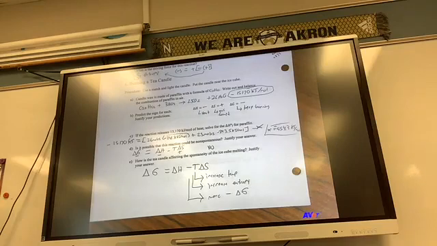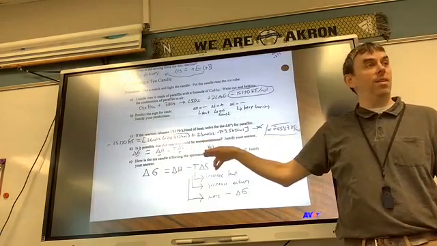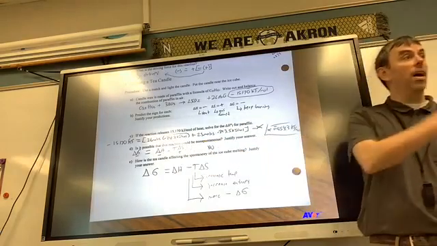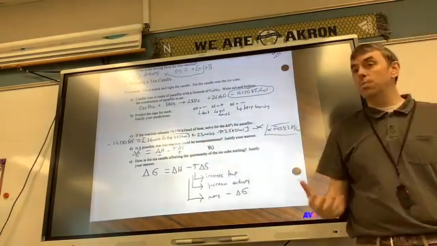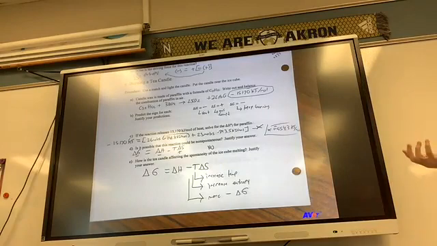Is it possible this reaction could be non-spontaneous? No. How can I justify this? If I have a negative minus a positive, that's going to make it more negative. It is not possible to make that a positive delta G. That's all I was looking for on that. So the answer is no.